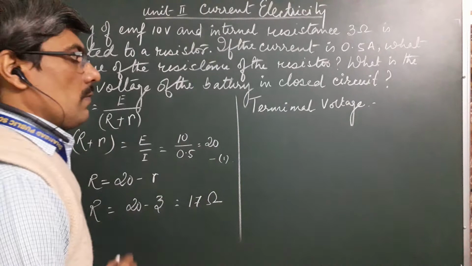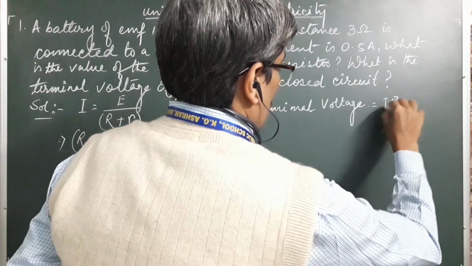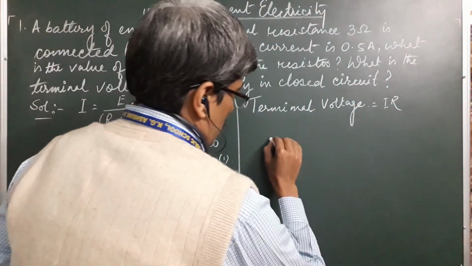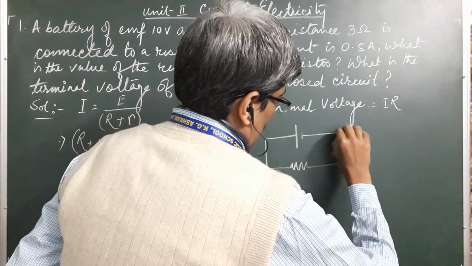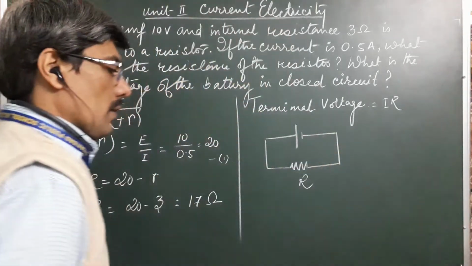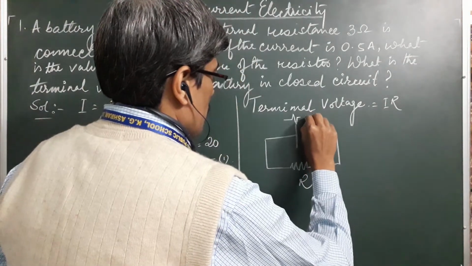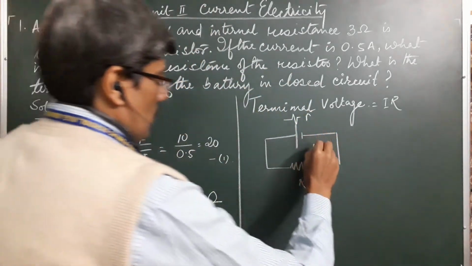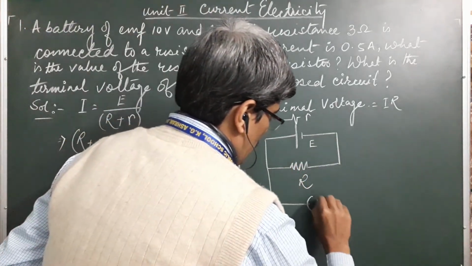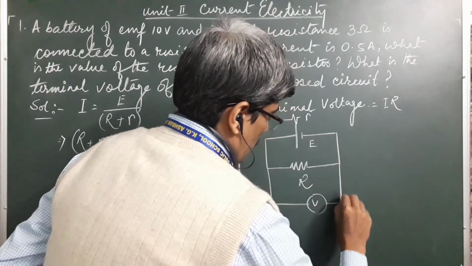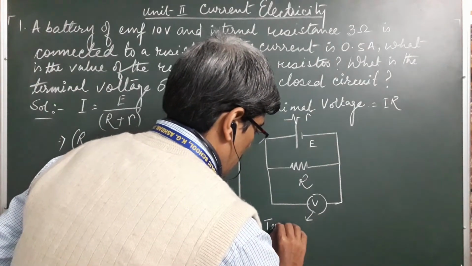Now to find out the terminal voltage, we know the formula to be I multiplied by the external resistance. See, let's draw a diagram. This is the external resistance. You have an internal resistance small r. The EMF is E. If you connect a voltmeter in this particular position, you will be getting the terminal voltage. That means this would provide the terminal voltage.